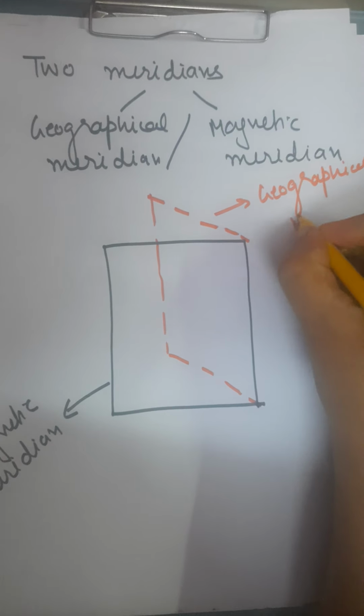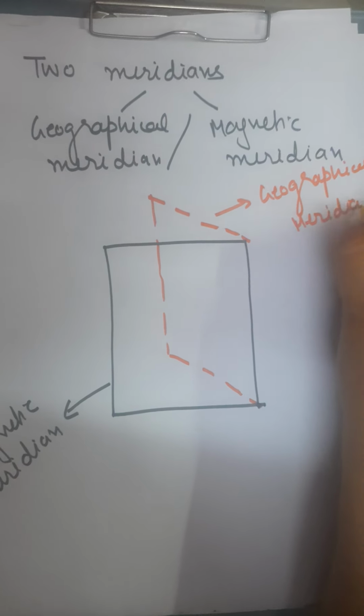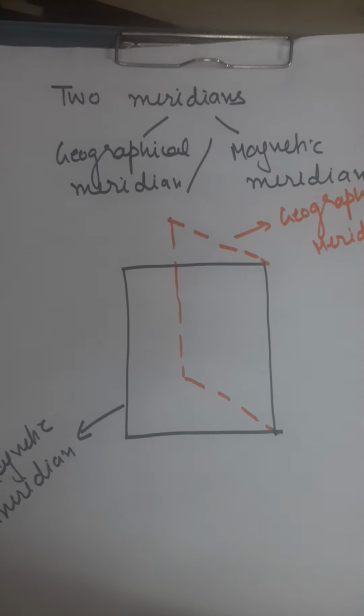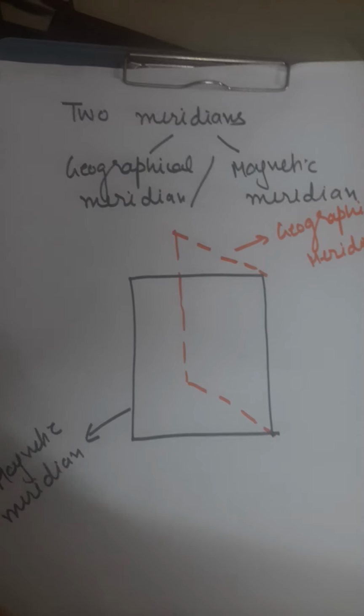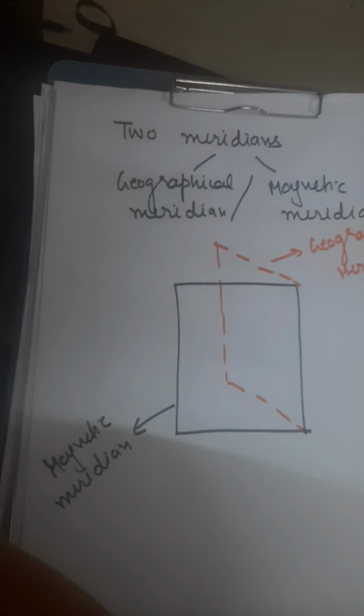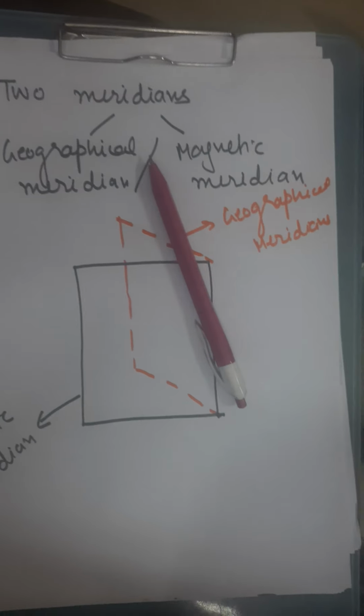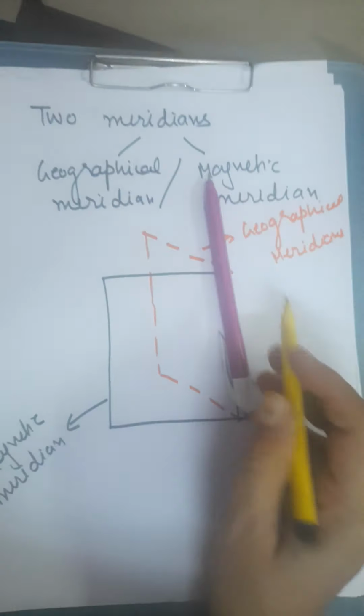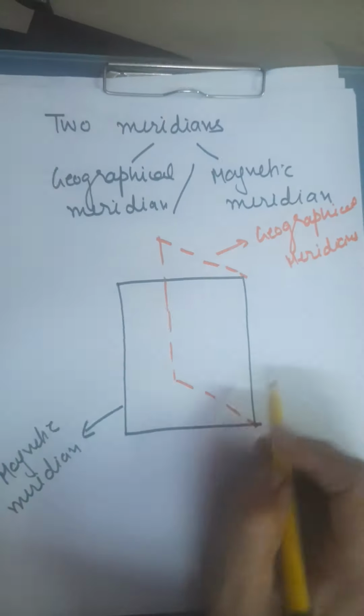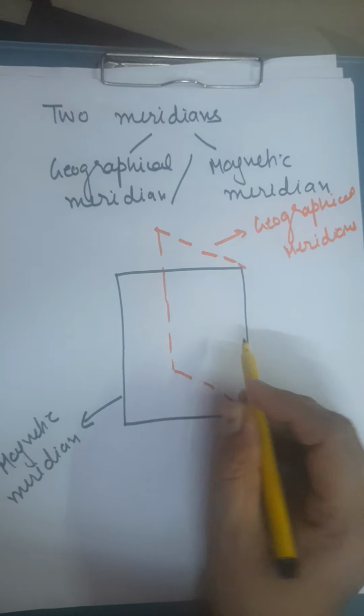So children, we have two meridians. If you visualize it in 3D, I hope you can guess. It is something like this. If I open a copy, if I open a book like this, children, right? So one is this plane, other is this plane, and they are inclined at a certain angle. This is how meridians look like. So one is called magnetic meridian and the other is called geographical meridian.